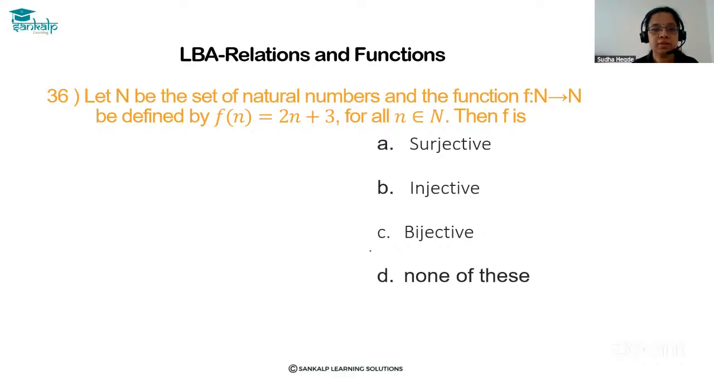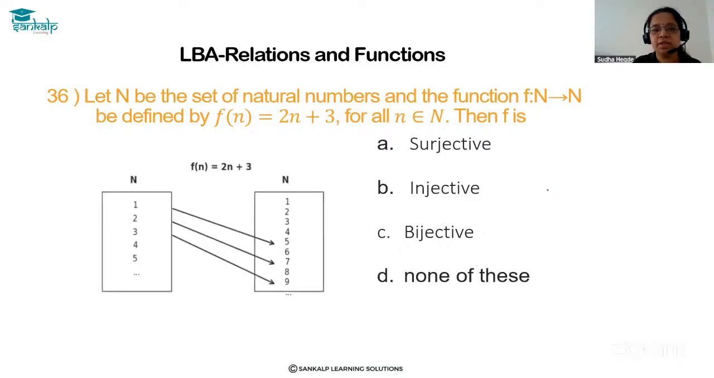Hi students, the question is, let N be the set of natural numbers and the function f from N to N be defined by f of n is equal to 2n plus 3 for all n belongs to N. Then f is, you need to check, surjective, injective, bijective, or none of these.